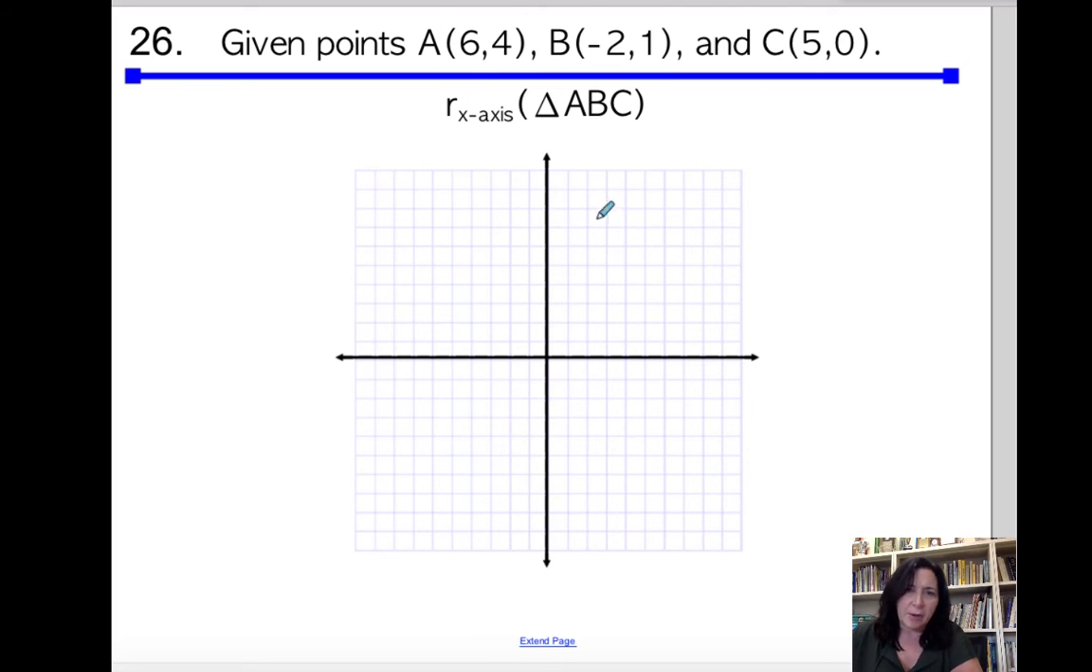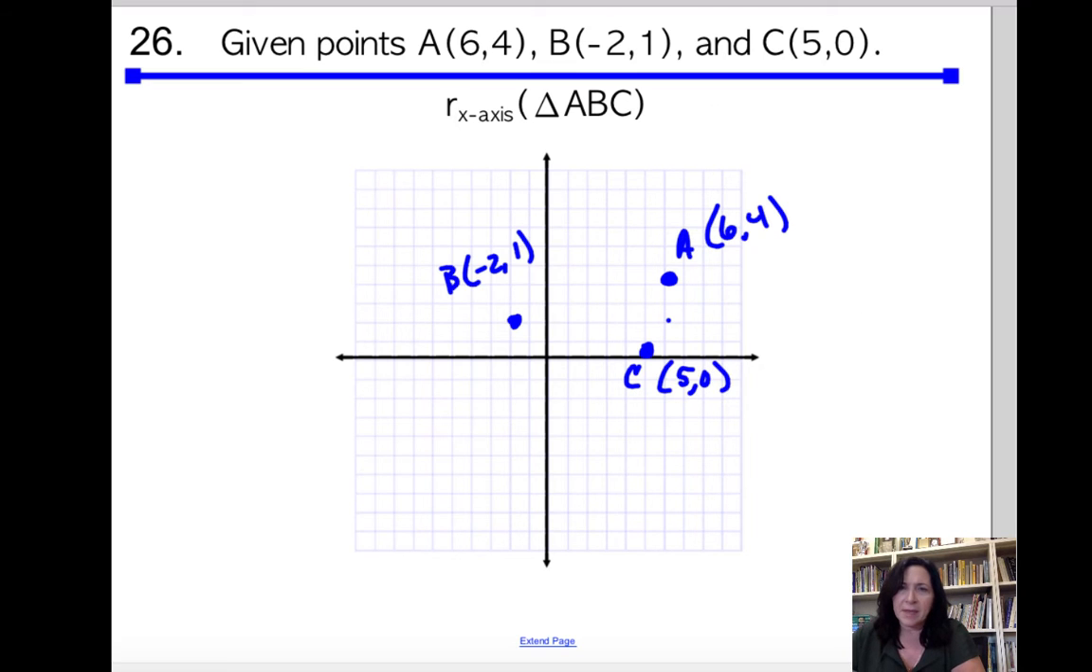It says point A is 6, 4. So let's see here. 1, 2, 3, 4, 5, 6, 1, 2, 3, 4. So here's A, all right, 6, 4. And B is -2, 1. So there's B, which is -2, 1. And C is, that's 6, so 5, 0. So there's C, which is 5, 0. Okay? So connecting these points, I got a triangle.